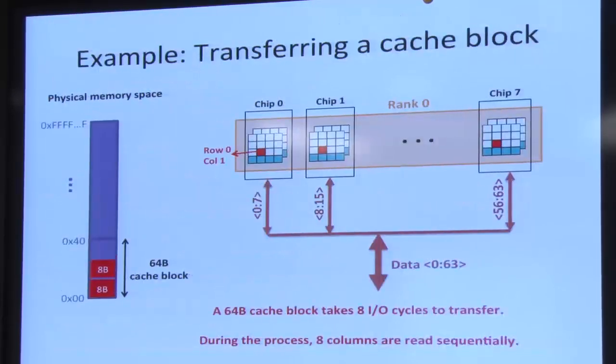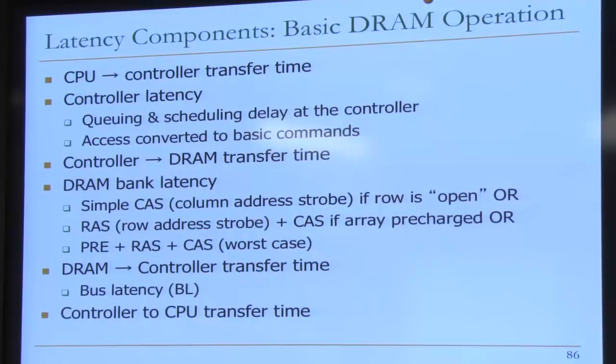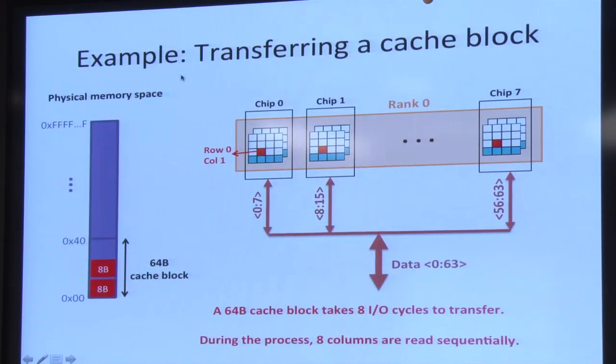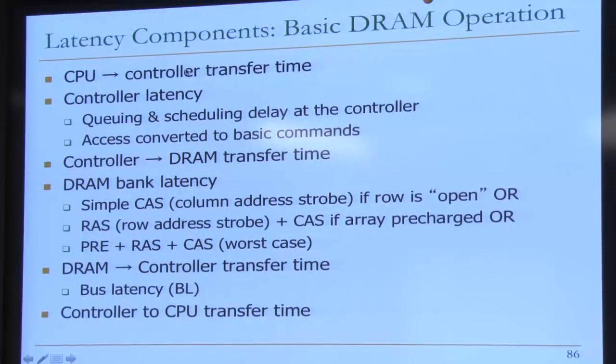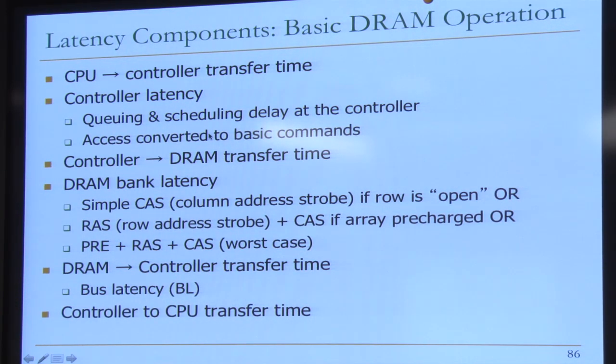OK, so what are the latency components of this? I'm going through this relatively quickly because it's really easy to understand if you think about it a little. There are actually a lot of latency components to transfer a cache block. First of all, from the core to the controller, there's some transfer time. You have to go through the cache hierarchy to figure out that you actually need to get to the controller. And then there's latency in the controller itself, the memory controller. There's queuing and scheduling delay because there may be other requests that you need to service.